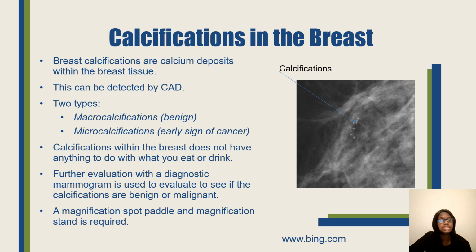You have your calcifications in the breast, which are calcium deposits in the breast tissue. You have different forms, macro calcifications. Micro calcifications can be an early sign of breast cancer. It doesn't have anything to do with what you eat or drink. If it is calcification, then a patient will have to have a diagnostic mammogram, and it's done in different ways where we use like a small powder to zoom in on this area just to make sure that we can see the size and the shape and the borders of the calcification and the numbers as well.